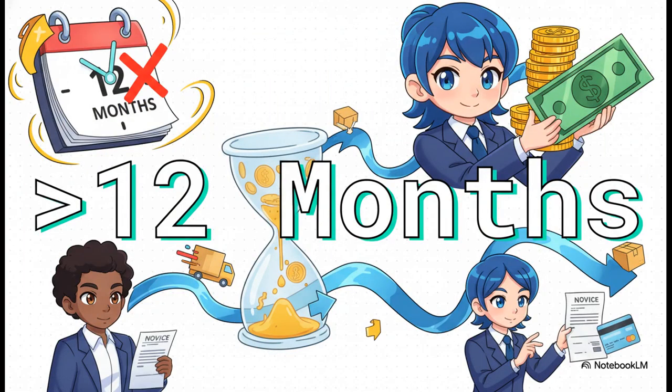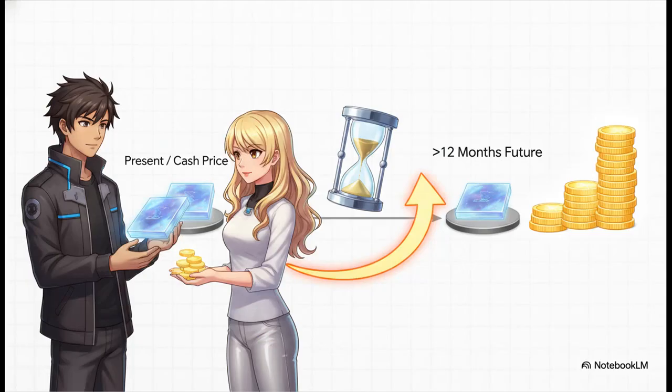Let's look at another modifier for the transaction price. What happens if there's a massive time delay between when you deliver the goods and when the customer actually pays you? If that time gap is more than 12 months, the standard says you have a significant financing component. When that year-long gap exists, you're essentially providing a loan to your customer, or maybe they're providing one to you. Either way, you have to adjust for the time value of money.